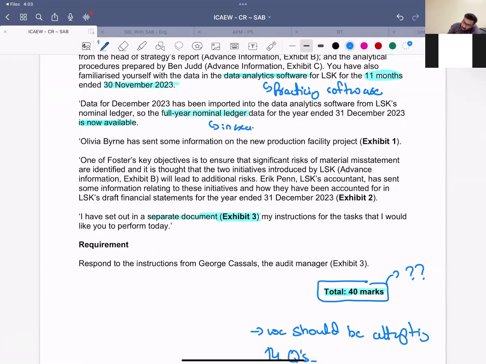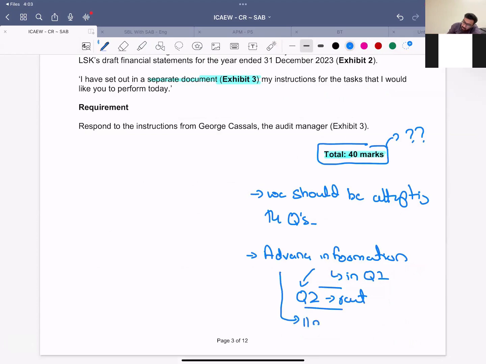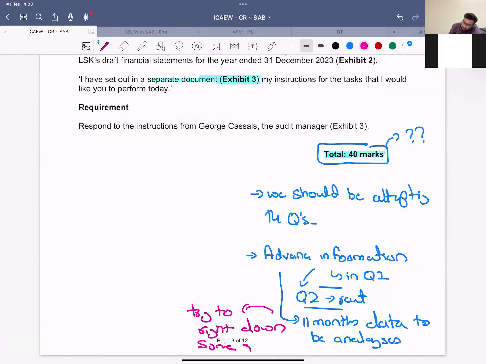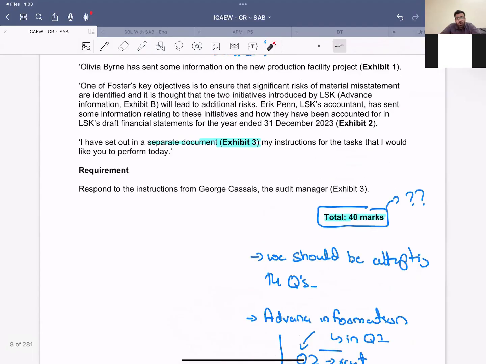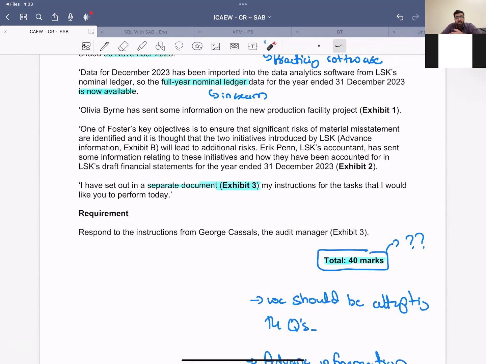In the advanced information, you have 11 months data to be analyzed. My strategy is that once we have got the advanced information, try to write down some good points, where you think, oh yeah, that is it, it's a good one. So that you have an idea that these were the points in the advanced information. You have noted it, and now when you go into the exam, you have 12 months.